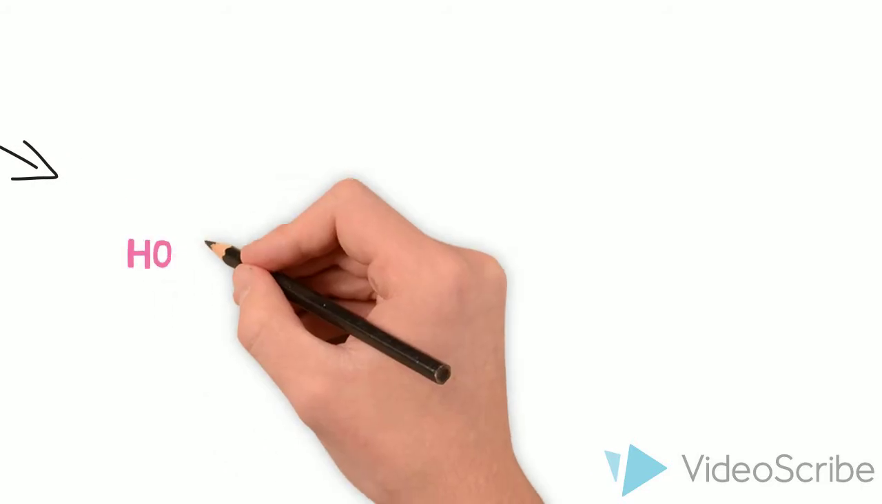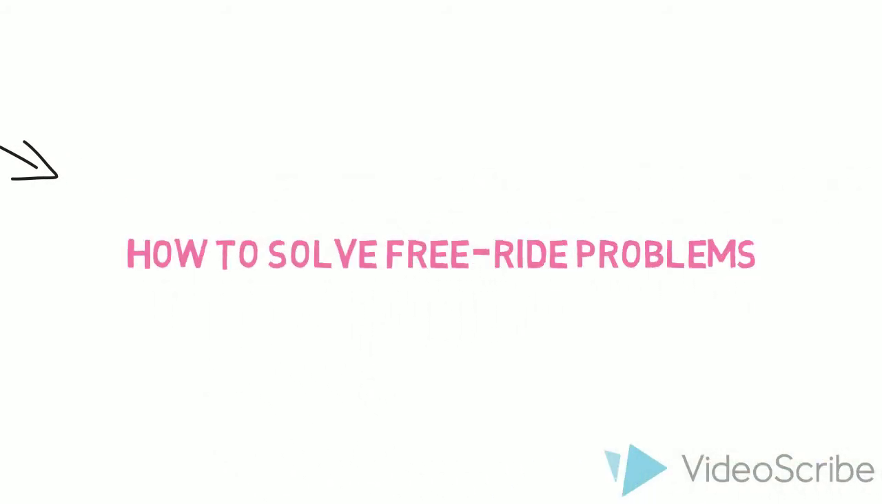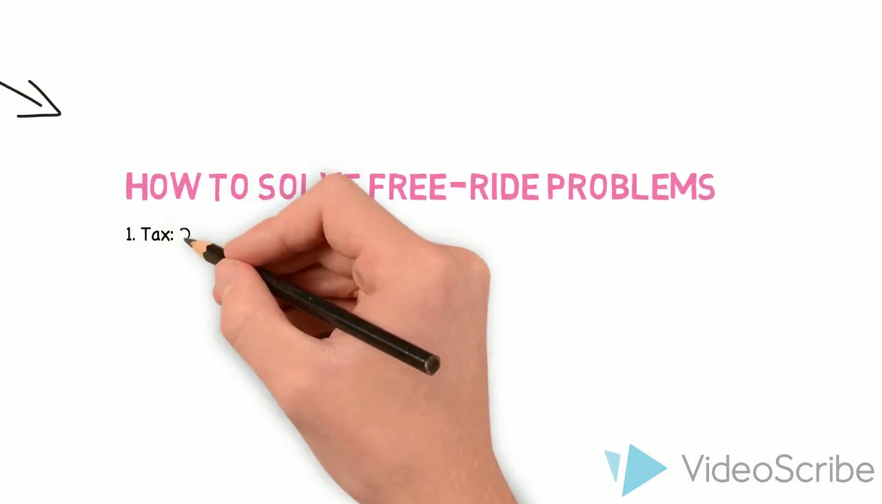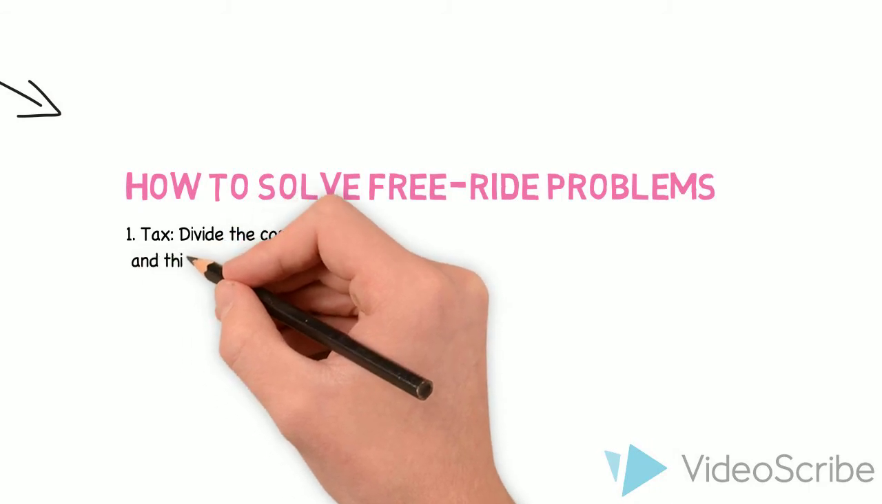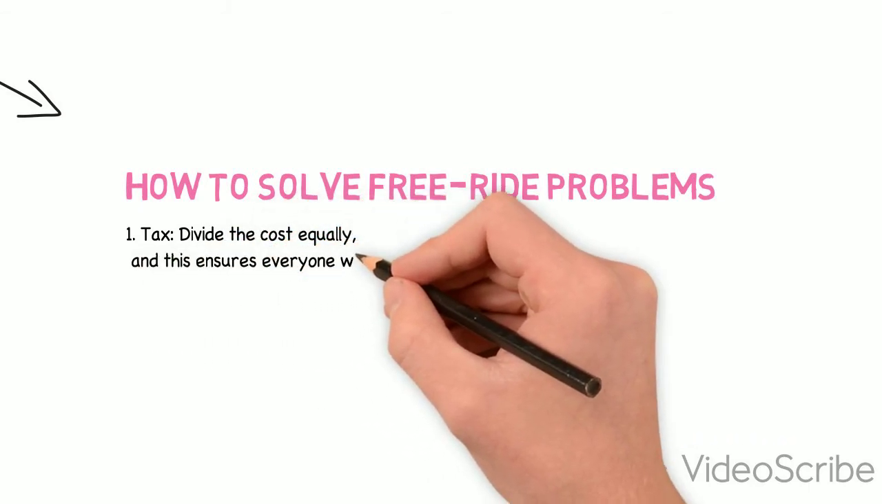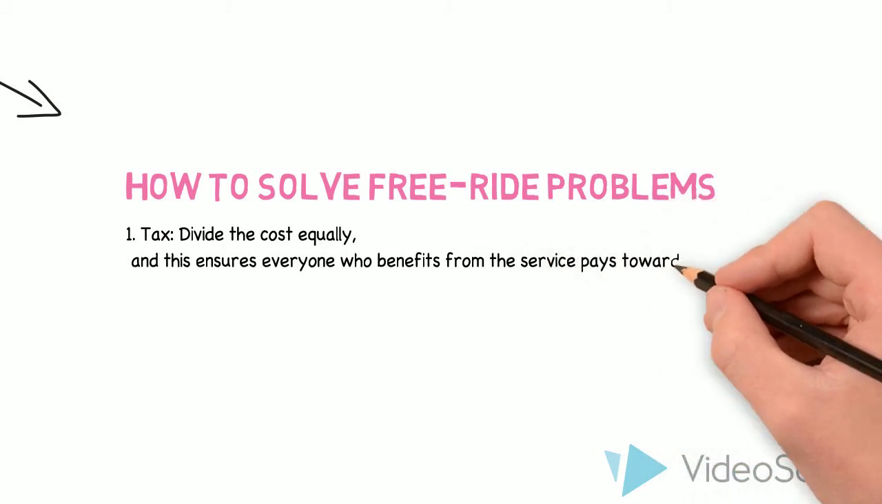We find three efficient ways to solve a free riding problem. First one, tax. Government adding tax is a great way to divide the cost equally, and this ensures everyone who benefits from the service pays towards the cost.